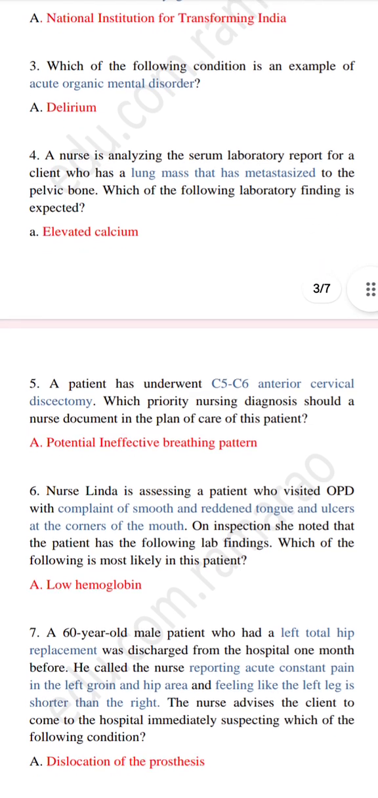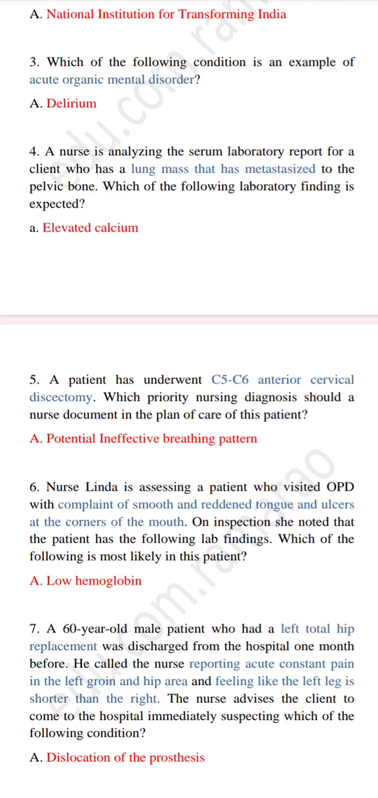Then next question. The patient underwent C5 C6 anterior cervical discectomy. So, which priority nursing diagnosis should a nurse document in a plan of care of this patient? The answer is potential ineffective breathing pattern.